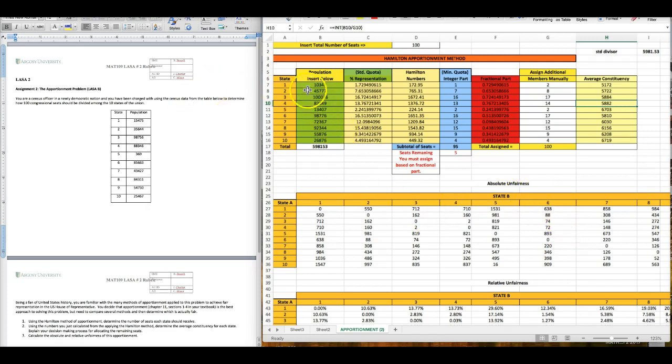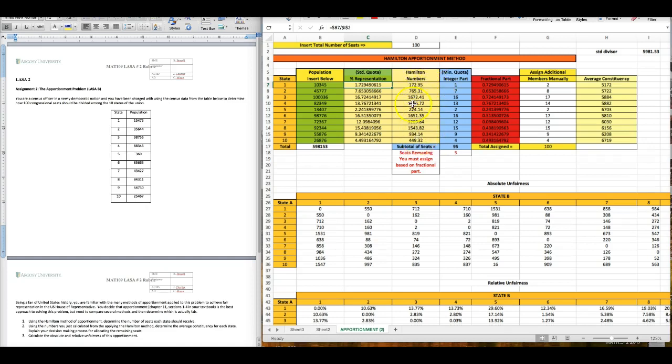So to review, we put in our population numbers for each state. Of course, when we do that, we get this total. And if we take this total divided by 100, we get the standard divisor. From that, we say, all right, let's use the standard divisor, and each population divided by the standard divisor gives us a standard quota, okay? And of course, we calculated these Hamilton numbers here just to be able to do the Hamilton method, and we got to do these calculations for that.